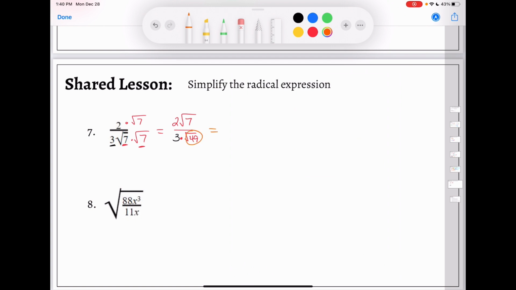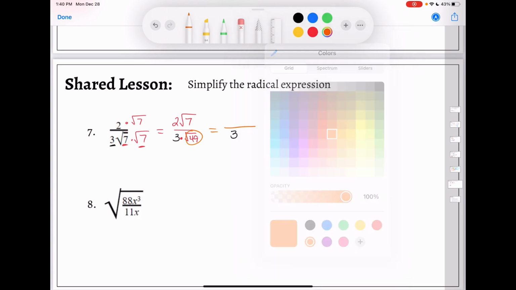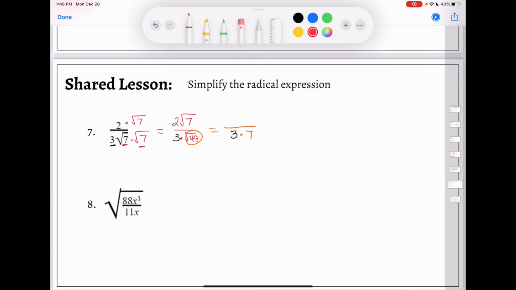Down at the bottom now, I'll have 3 times, the square root of 49 is 7. And on the top, I still just have 2 radical 7. So now I'm going to do the 3 times 7, which gives me 21 on the bottom. So I'll have 2 radical 7 over 21. 2 over 21, I can't reduce at all, so there's my final answer. So remember, if you have a number on the outside and a radical down at the bottom in the denominator, the only thing you need to multiply by is just the radical part.